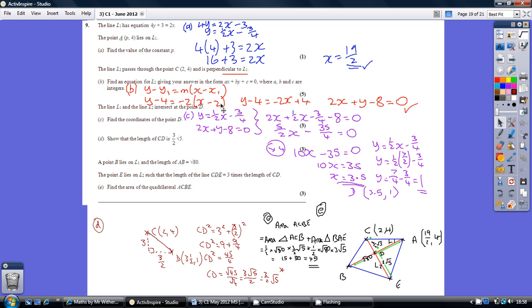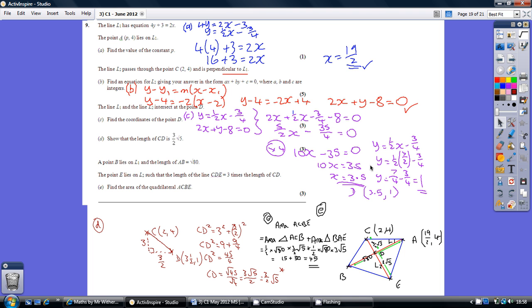Now, part C, find the coordinates where they intersect. We've just got to solve the simultaneous equations. So best to use for L1 our new y equals mx plus c formula. So that's our L1, that's our L2, and just substitute in. So substitute in half x minus 3/4 into the second formula, replacing the y, and then follow through the algebra, and we get x being 3.5.